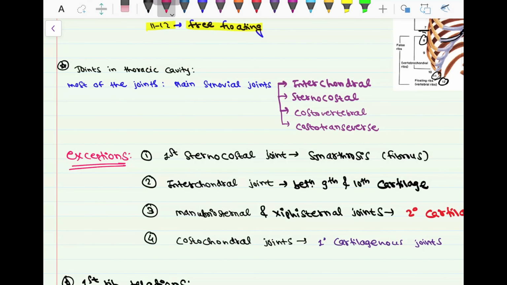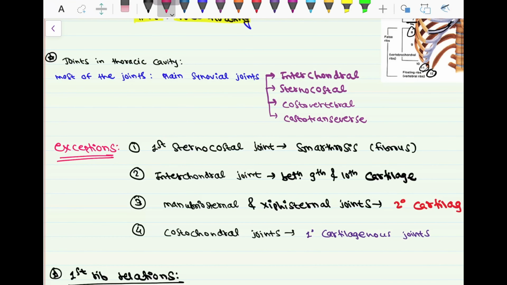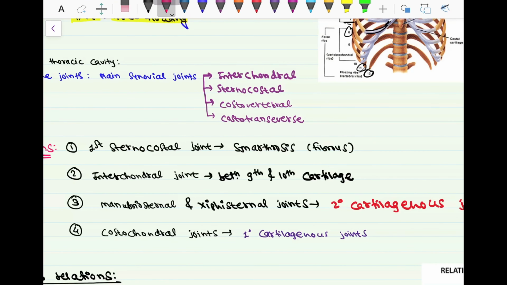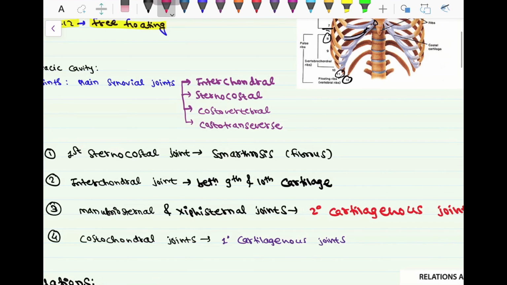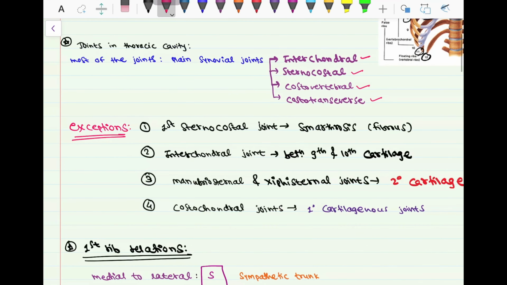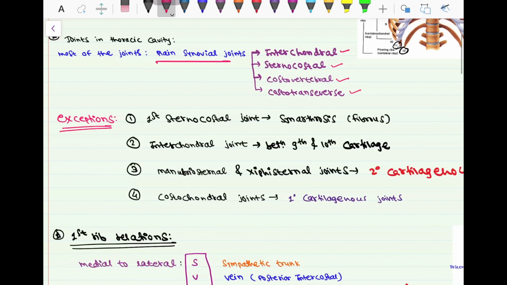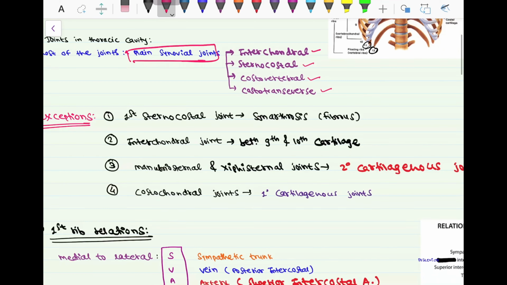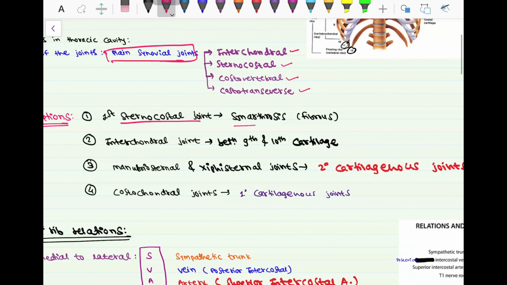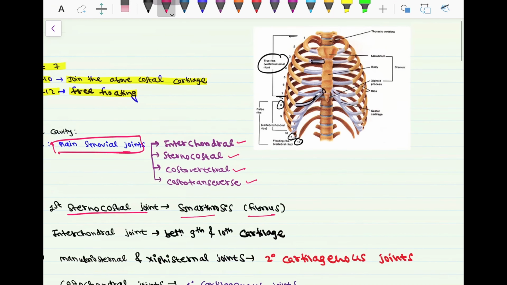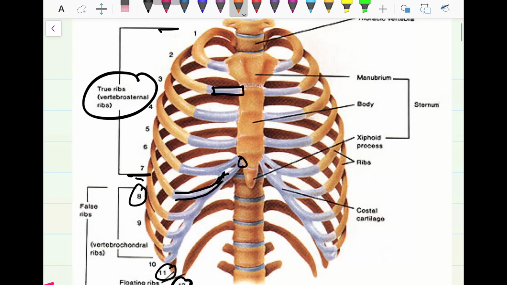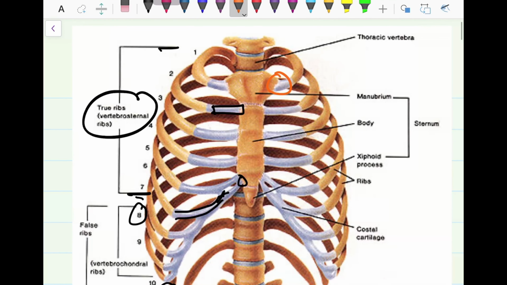Then joints in the thoracic cavity. Most of the joints in the thoracic cavity are synovial joints. These are interchondral joints, sternocostal joint, costovertebral joint, and costotransverse joint. Exceptions to these plain synovial joints are the first sternocostal joint, that is synarthrosis, and this is a fibrous joint. This first sternocostal joint is not a plain synovial joint, it's a synarthrosis.